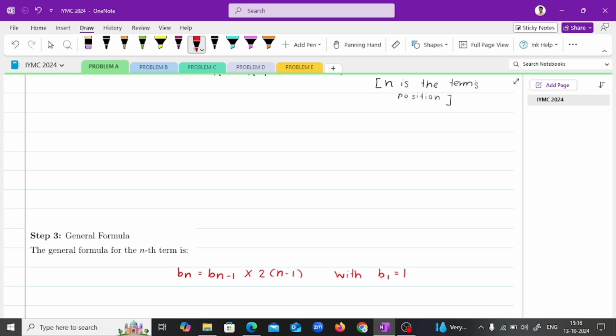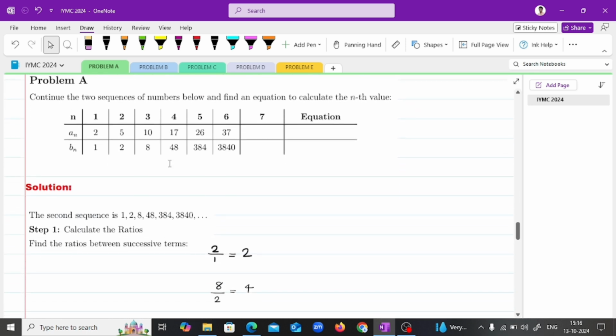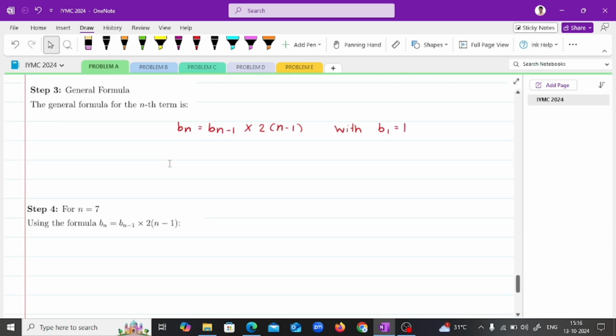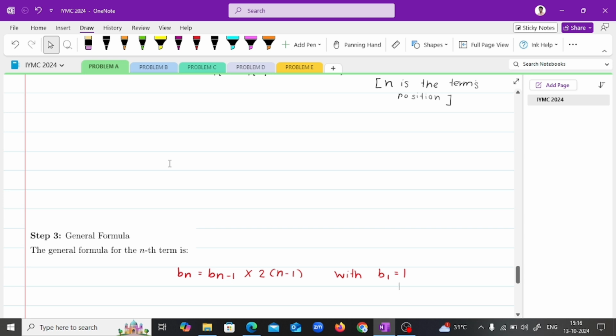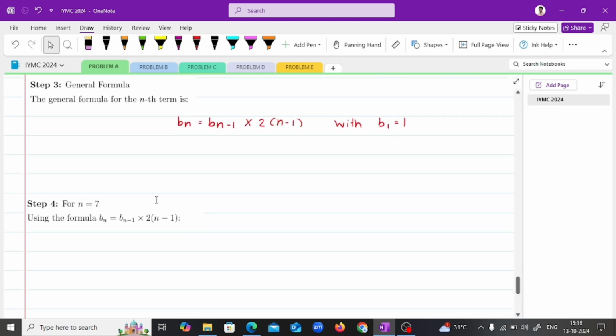Next step we will try to calculate the 7th term of this sequence, because at first in the question it was mentioned that we need to find an equation and the 7th term of this sequence. Until now we have found the general formula for this sequence, and now we will try to find the 7th term of the sequence, that is B7. So in step 4, for n is equal to 7, by using the formula Bn is equal to Bn minus 1 into 2 into n minus 1, which I have mentioned in the above step, we can calculate B7.